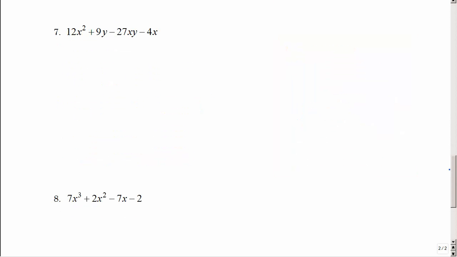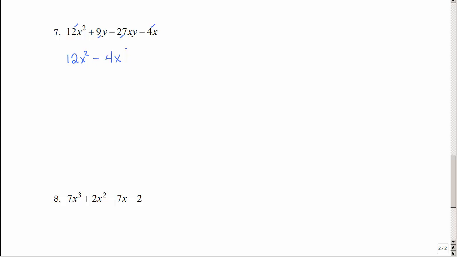Let's look at number 7. Let's just look at it. Do you think we should group the first two and the last two? That might work. But I kind of like maybe 9 and 27 going together, and I like the 12 and 4 going together. They just seem like they should go together. So let's put that in the right order. Not the right order, the order I'm talking about.